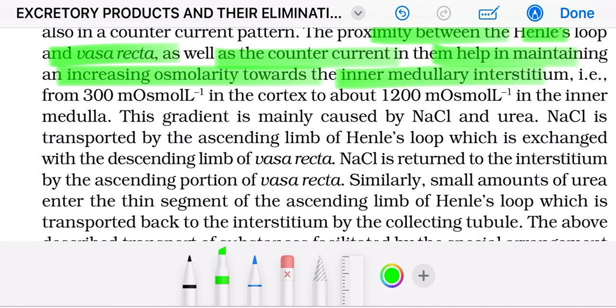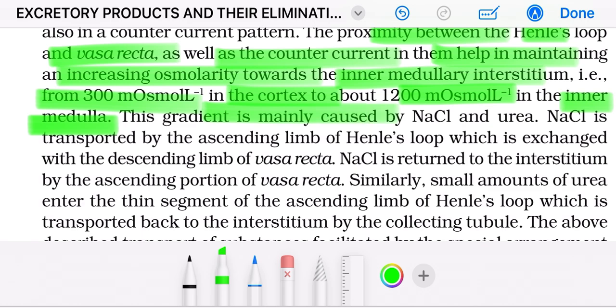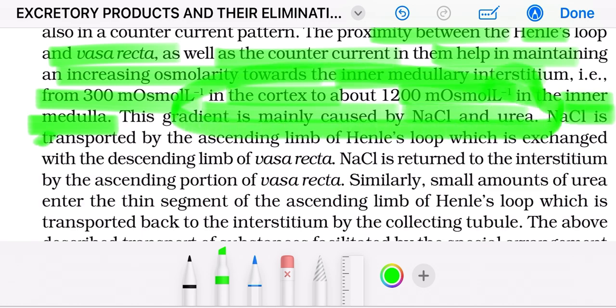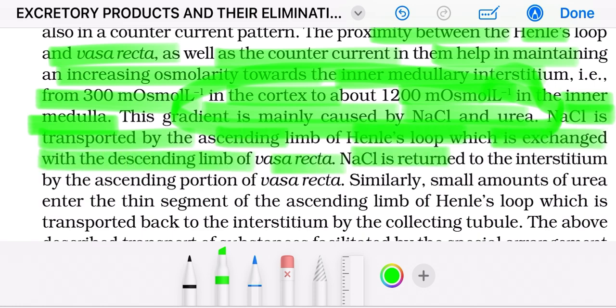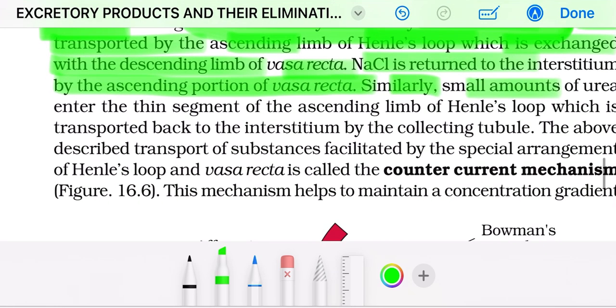towards the inner medullary interstitium. That is from 302 in the cortex to 1200 in the inner medulla. This gradient is mainly caused by NaCl and urea. NaCl is transported by the ascending limb of Henle's loop, which is exchanged with the descending limb of vasa recta. NaCl is returned to the interstitium by the ascending portion of vasa recta. Similarly, small amounts of urea enter the thin segment of the ascending limb of Henle's loop, which is transported back to the interstitium by the collecting tubule.